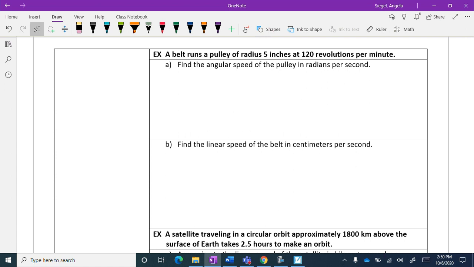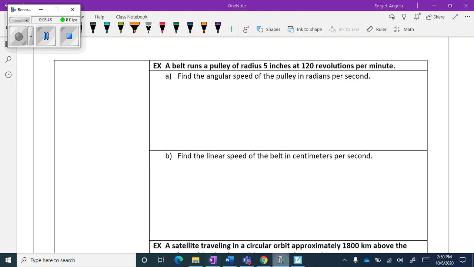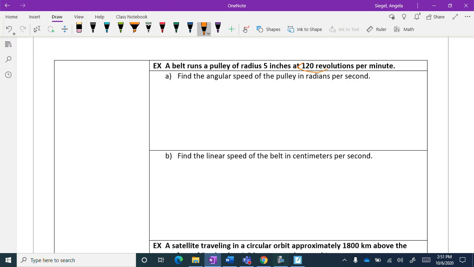Okay, so we're going to try this example next. The first thing I noticed about this problem is that this revolutions per minute is going to be representative of my angular speed. So it says find the angular speed. Well, wait, we've already found the angular speed, but it wants it in radians per second. So this is how I do this one.